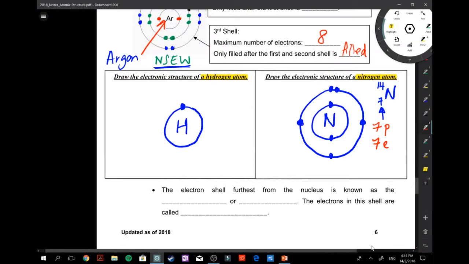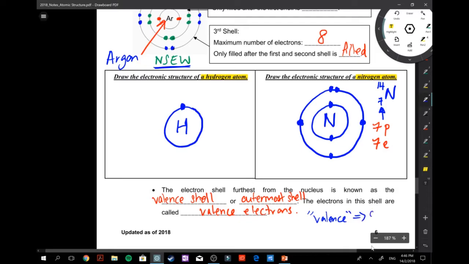So now that we have covered the electronic structure and you have done so many practices, let's take a look at a few more concepts. First of all, the electron shell that's the furthest away from the nucleus is also known as the valence shell, or sometimes we call this the outermost shell. And the electrons in this shell are known as the valence electrons. In other words, the term valence actually means outermost.